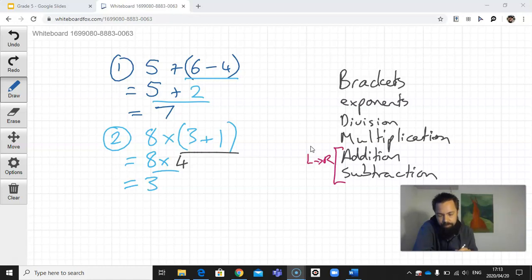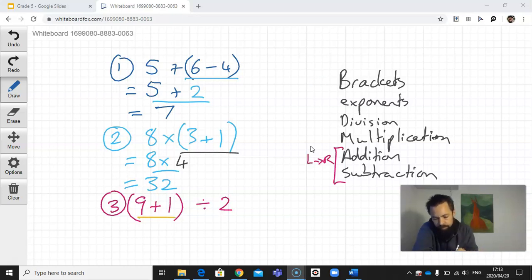8 times 4, hope your times table challenge is going well, is 32. We can fit a third one underneath there. 9 plus 1, in brackets, divided by 2. If the bracket wasn't there, we would do division first, but because there is a bracket, we're going to start with the brackets. 9 plus 1 is 10. 2 stays the same and in the same place. 10 divided by 2 is 5, and there's our answer.